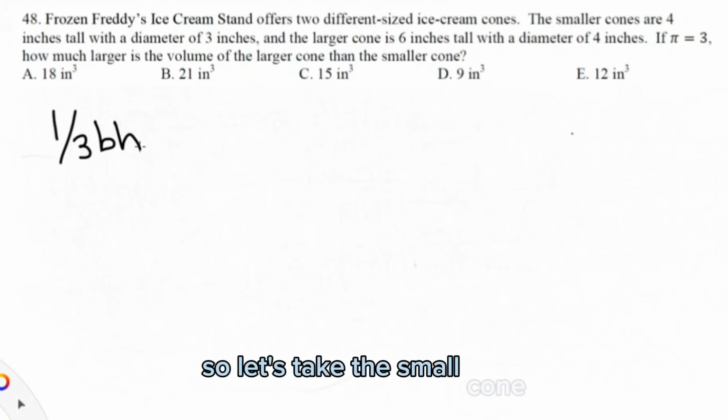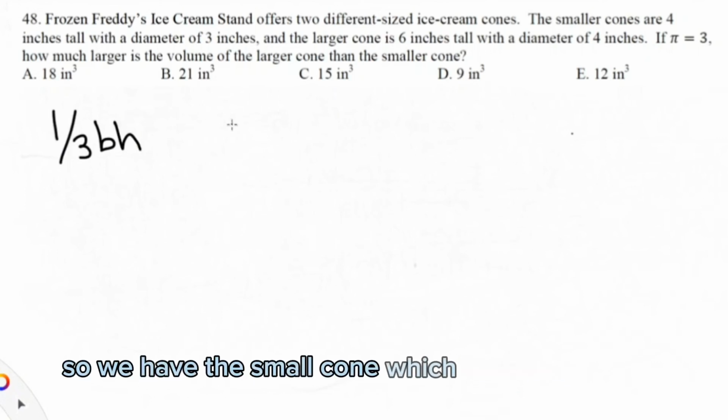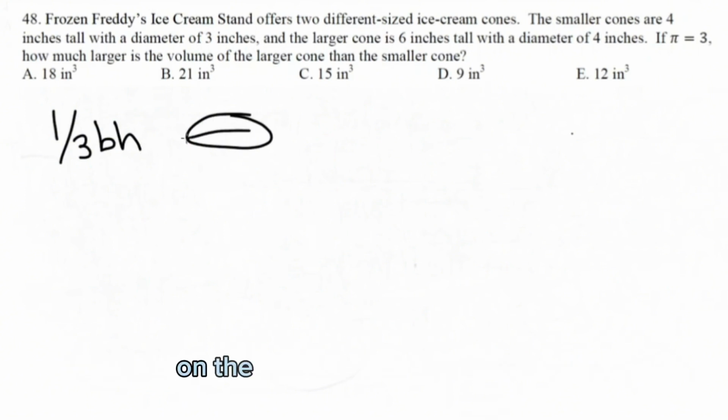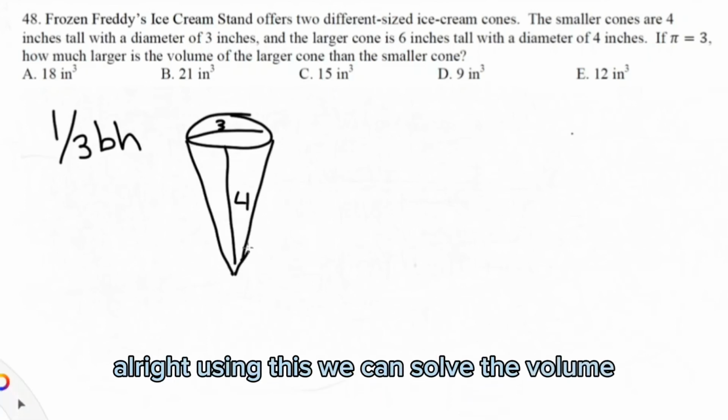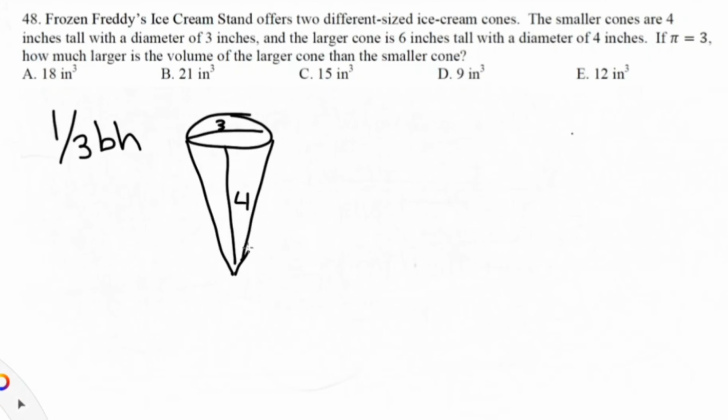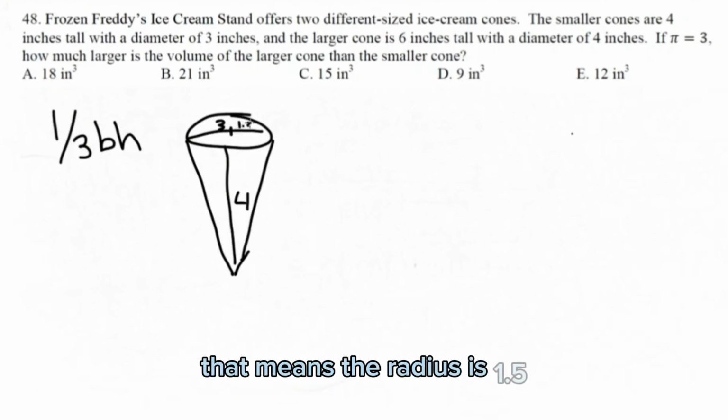So let's take the small cone. We have the small cone, which has a diameter on the base of 3 and a height of 4. Using this we can solve the volume. If the diameter is 3, that means the radius is 1.5.